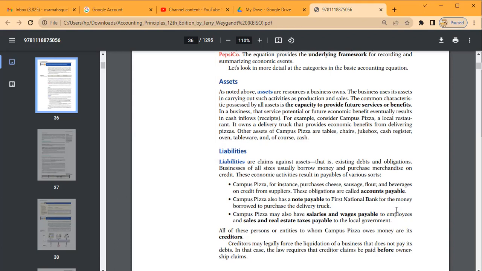Oh, liabilities are claims. Gee, if you are asking something. No, I just said okay.